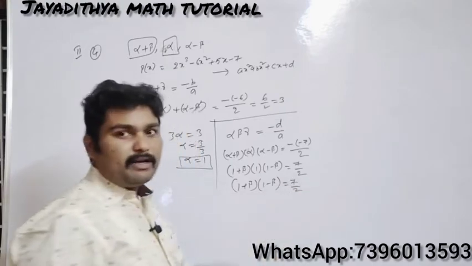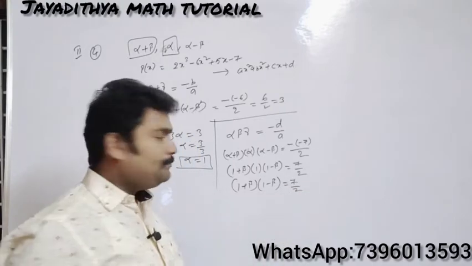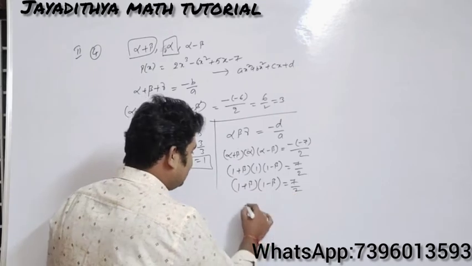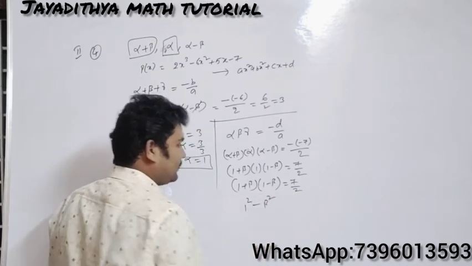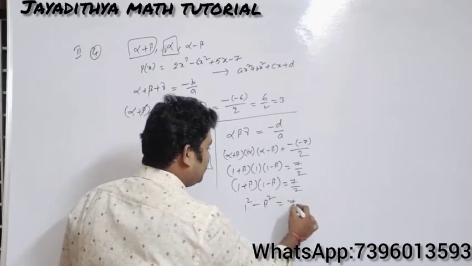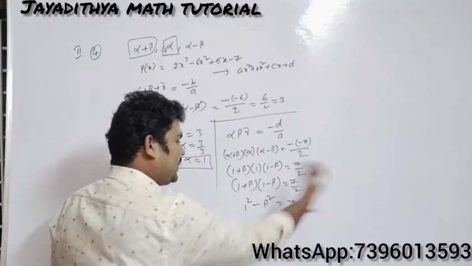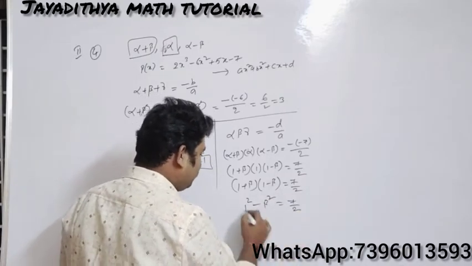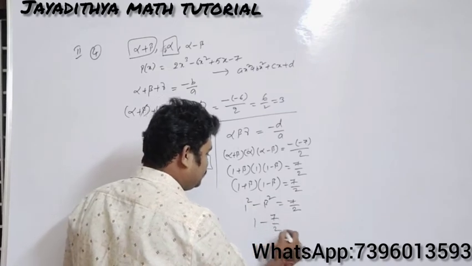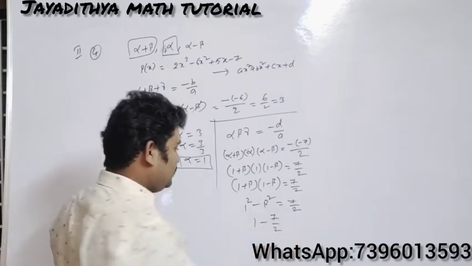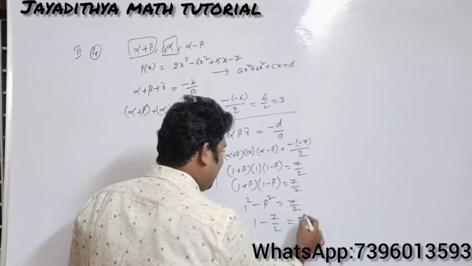Again it is 7 by 2. So this is in the form of a plus b and a minus b. So you can write it as a square minus b square, which is equal to 7 by 2. So take beta square that side and bring 7 by 2 this side. 1 square is 1 minus 7 by 2. 1 minus 7 by 2 is equal to, you will be having beta square.